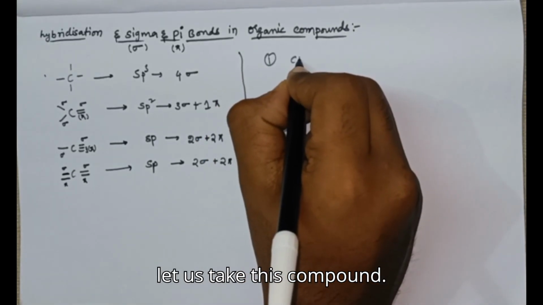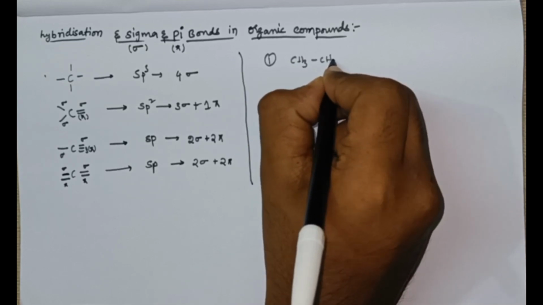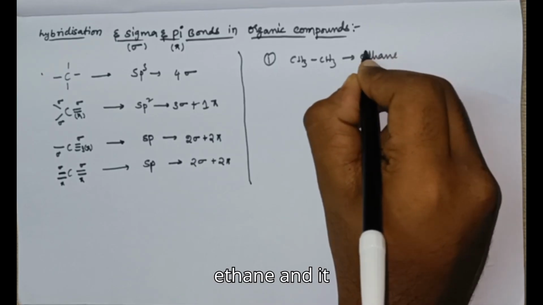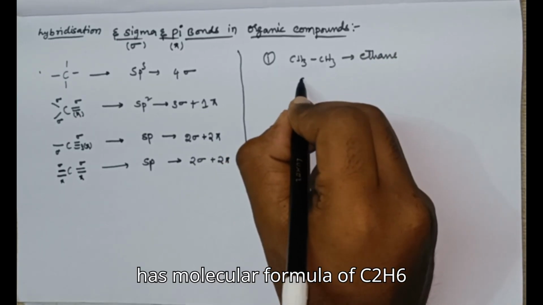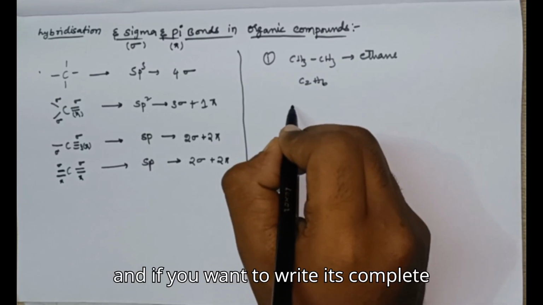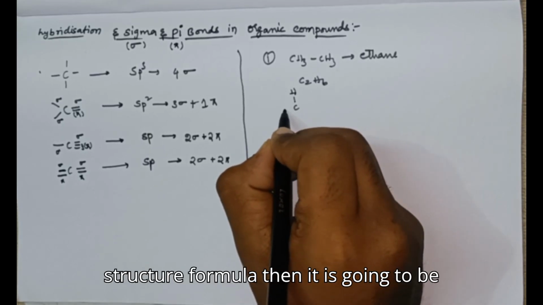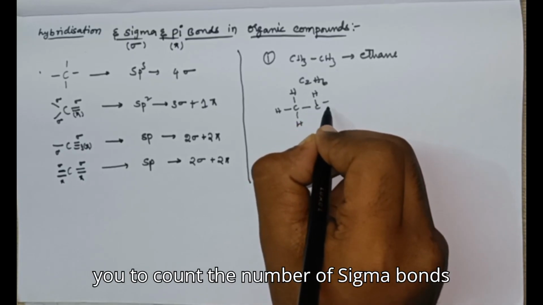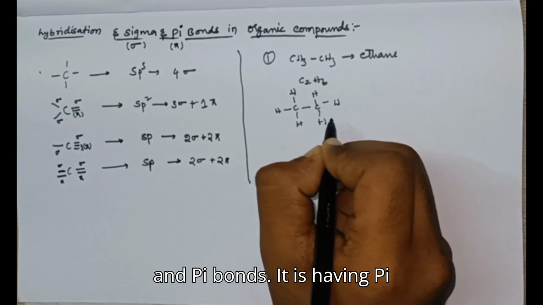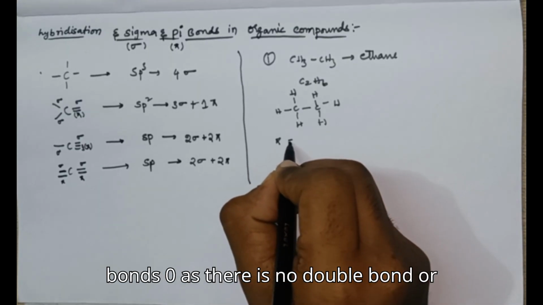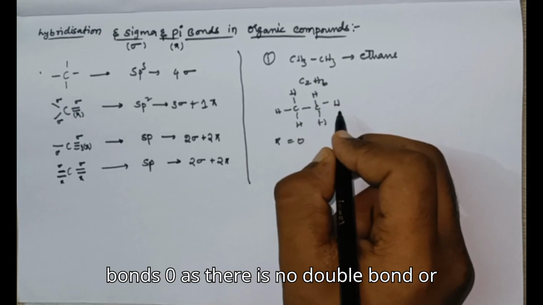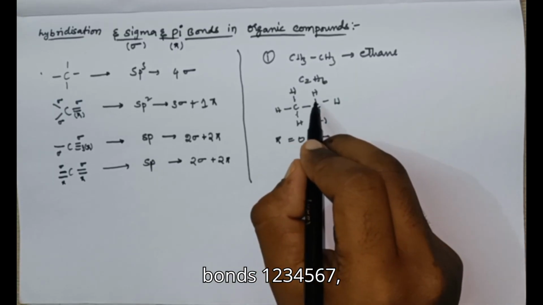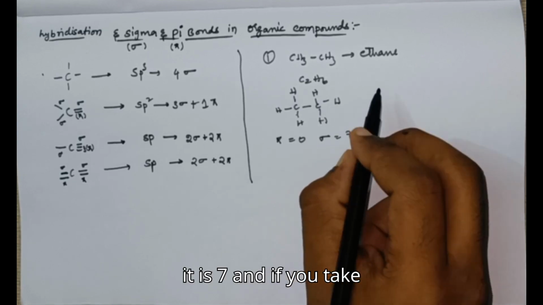First, let's take this compound. This is called ethane, and it has the molecular formula C2H6. If you write its complete structural formula, it becomes easier to count the number of sigma bonds and pi bonds. It has 0 pi bonds, as there is no double bond or triple bond, and for sigma bonds, 1 2 3 4 5 6 7, it's 7.